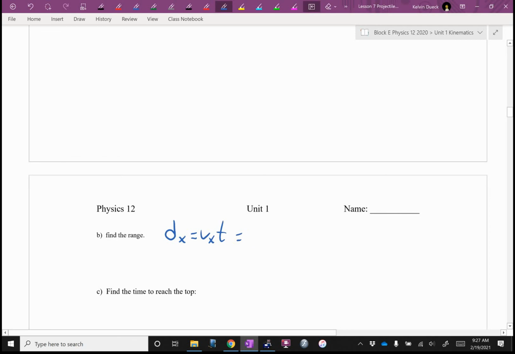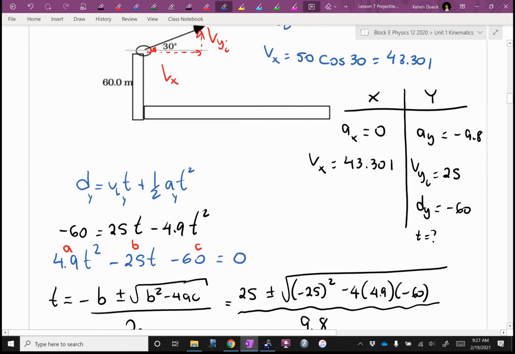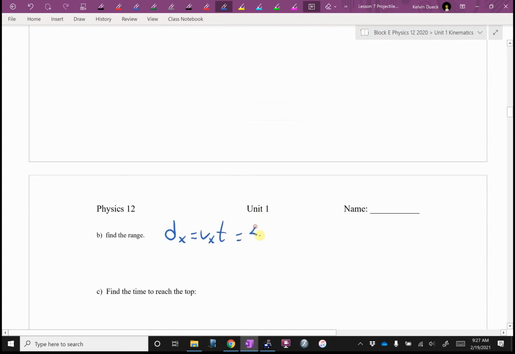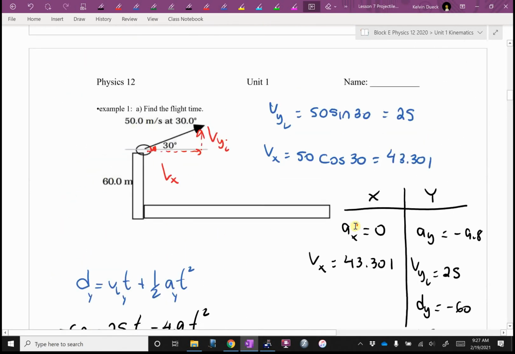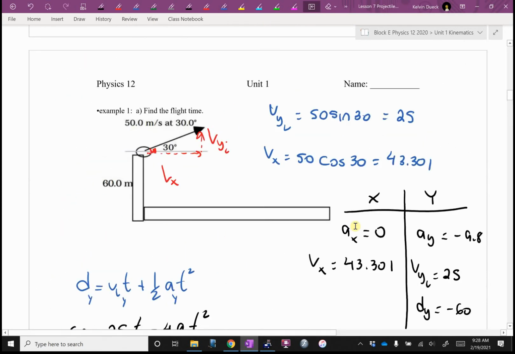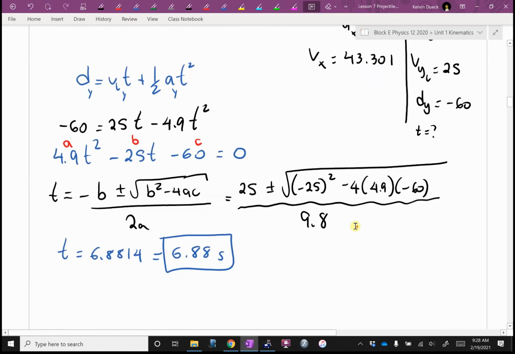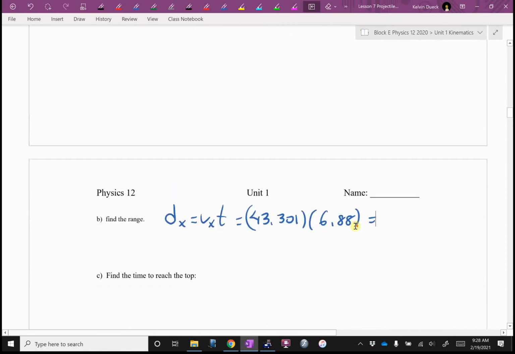What was Vx? It was 80 something, 43.301 times, I'm going to write 6.88, but all of you know I'm using my answer button. In fact, if I really wanted to be meticulous, instead of using 43.301, I could type 50 cos 30 times answer button. I'm not going to.